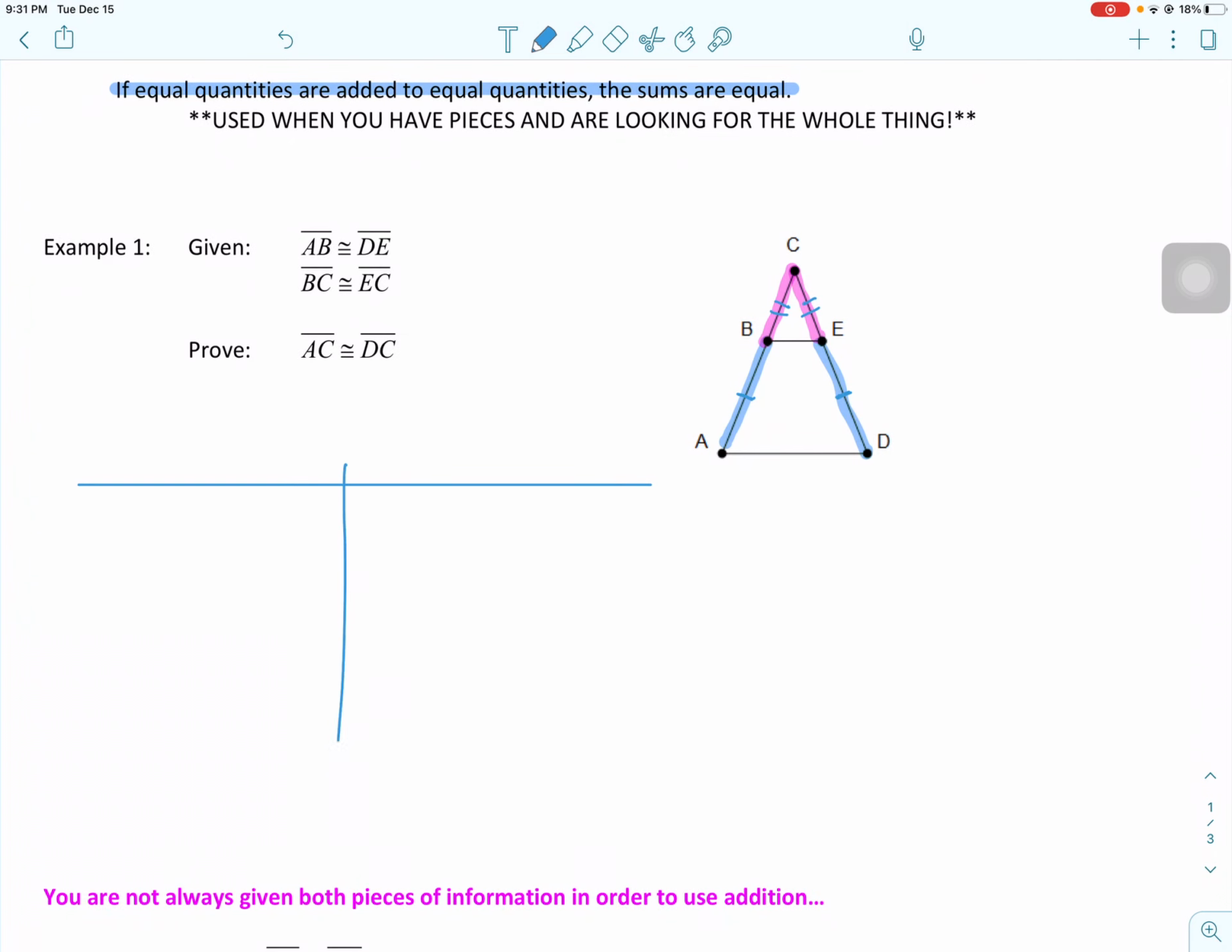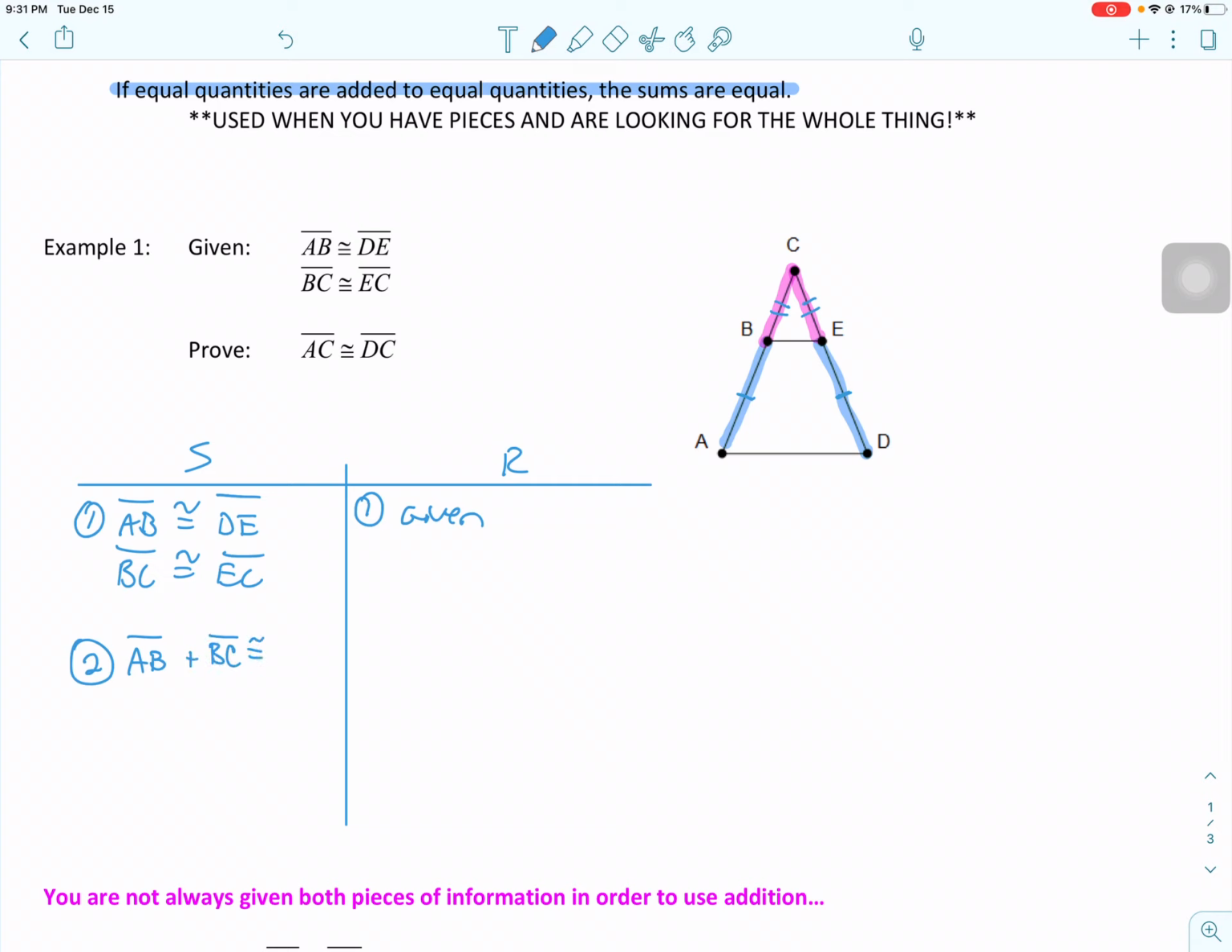Remember, as with all statement-reason proofs, we're going to start off with statement, reason. Step 1, you're going to restate your given, that AB is congruent to DE, and that BC is congruent to EC. That's told to us, that's given information. And then we can say, if you take AB and you add BC, then that's going to be congruent to if you take DE and you add CE. And how do we know this is true?